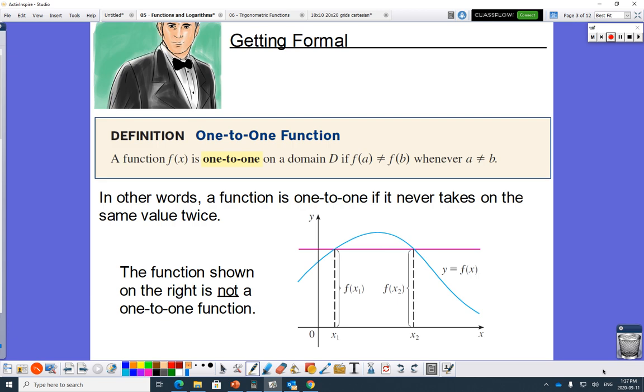Here we go. Getting formal. Definition of a 1-to-1 function. This is just what I said before, but just the formal language. A function is 1-to-1 on a domain D if it never happens that f at A equals f at B, if you never get the same y value. In other words, a function is one-to-one if it never takes on the same value twice. Here, not a one-to-one function. F at x1 is the same as f at x2. Two different times you get the same y value. x1 and x2 are different, then the y value should be different.